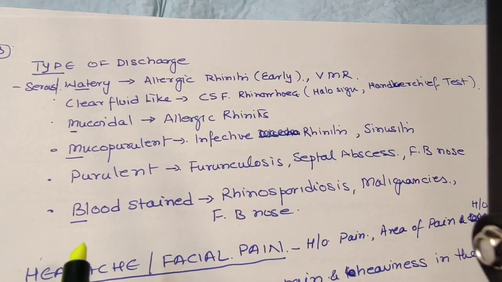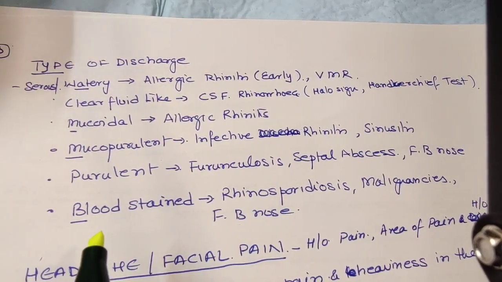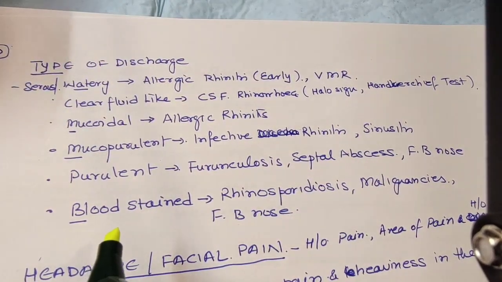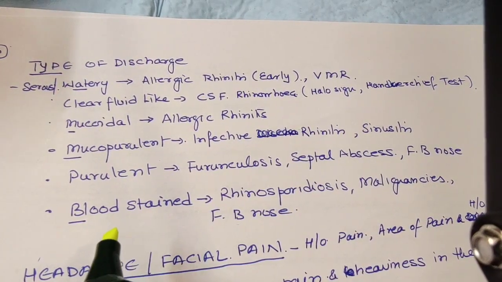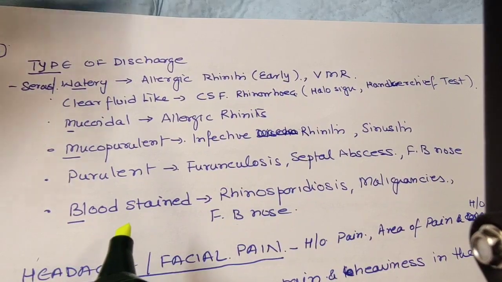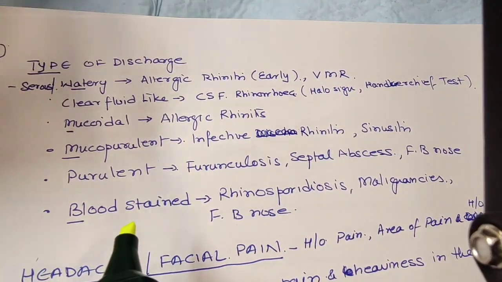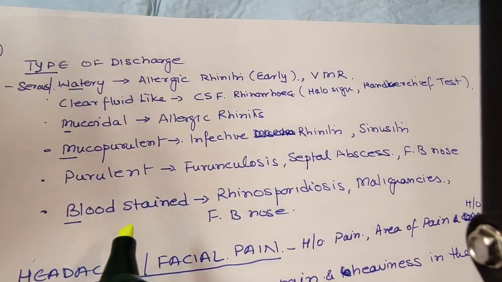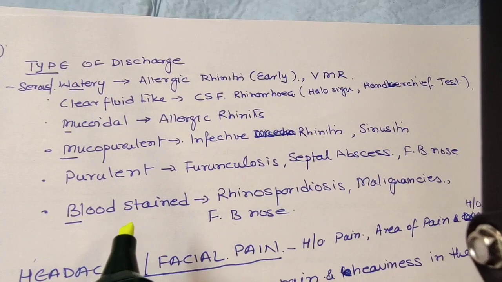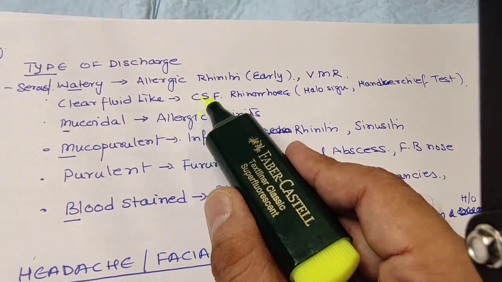Another important point that we need to ask about is the type of discharge, whether it is serous or watery. This kind of discharge is generally seen in allergic rhinitis or vasomotor rhinitis. Then the discharge which is clear fluid like. Now here we have to be very careful in taking down this history, where the patient says that the discharge is clear fluid or maybe just like tap water flowing out in a gush. So such cases can have CSF rhinorrhea.